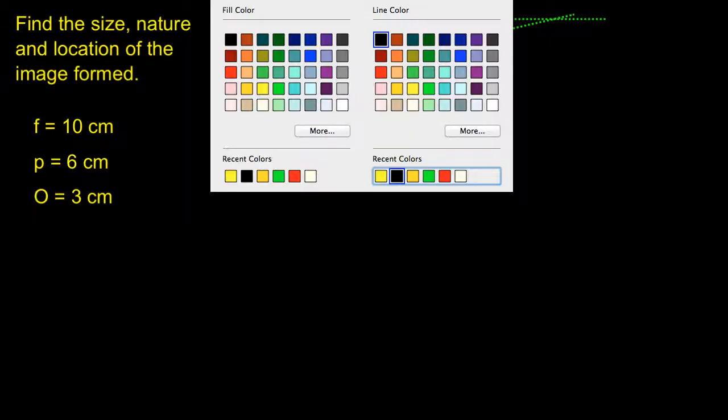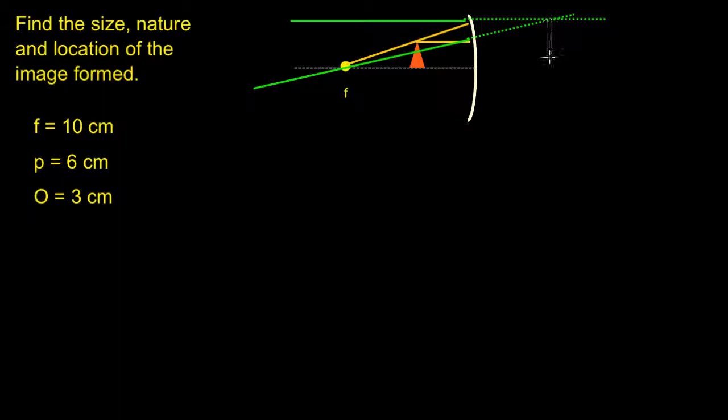So let's change the color and make it white. I think that's white. And we will draw our image like that. Be a little larger than what we have here. We'll get that back up to there. So there's our image. And we can see that it's behind the mirror, which means it's going to be an imaginary image. So the nature of this thing is going to be imaginary.